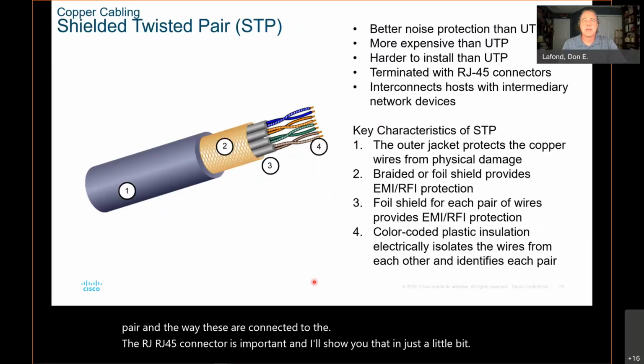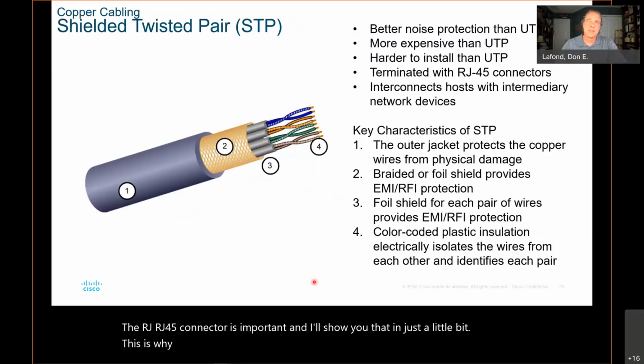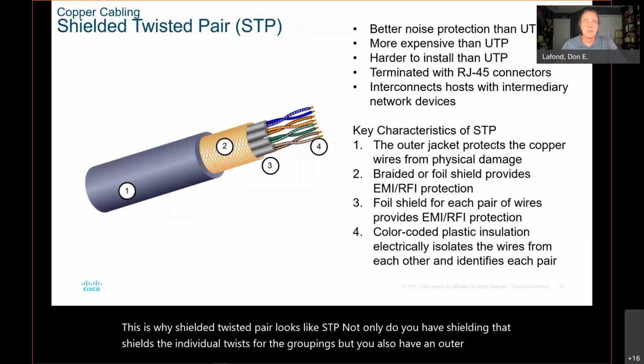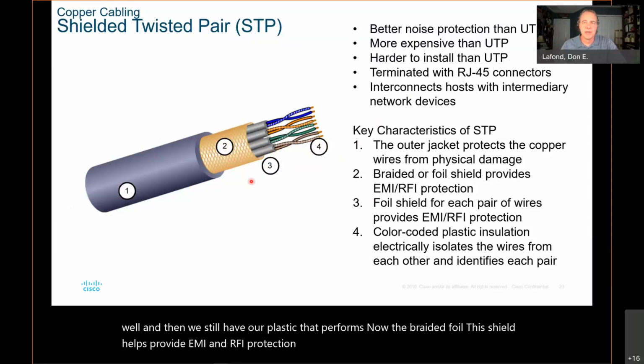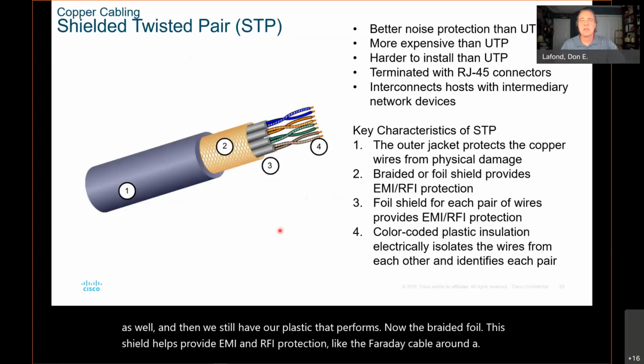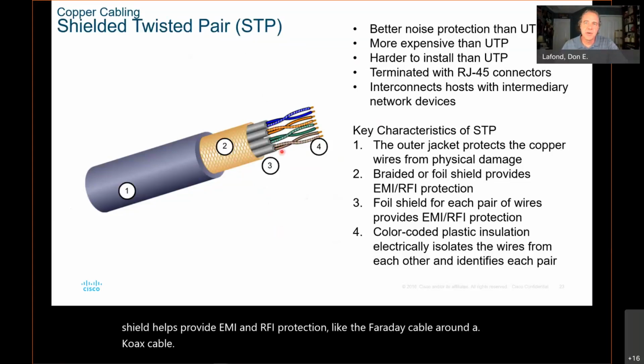This is what shielded twisted pair looks like, STP. Not only do you have shielding that shields the individual twists for the groupings, but you also have an outer shielding as well, and then we still have our plastic jacket. Now, the braided foil shield helps provide EMI and RFI protection like the Faraday cage around a coax cable. And then the foil shields for each pair of wires also provide EMI and RFI protection.